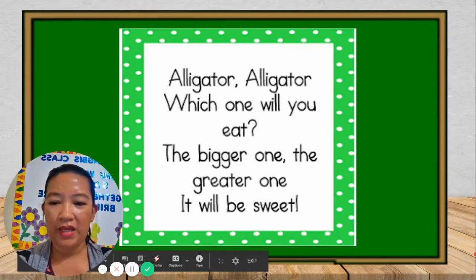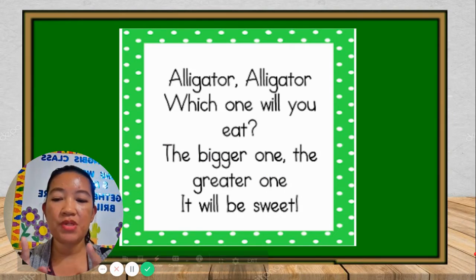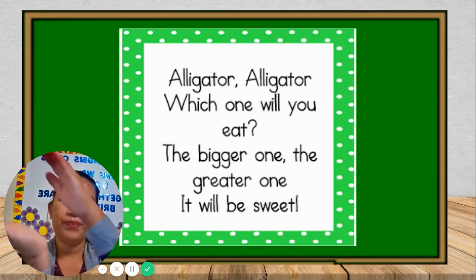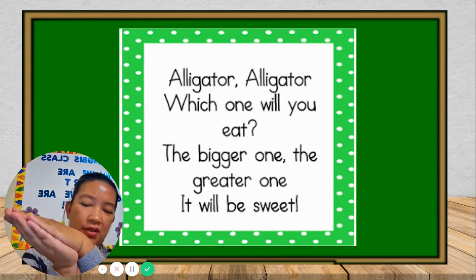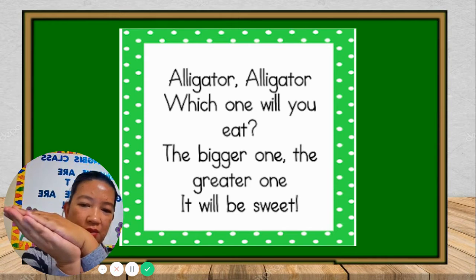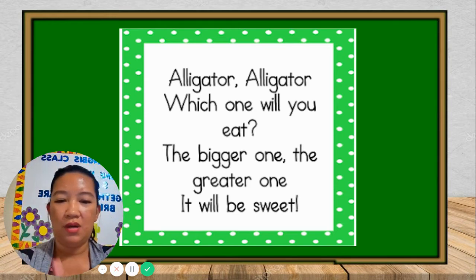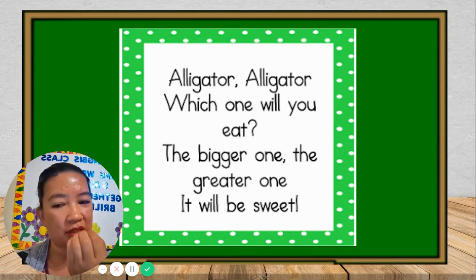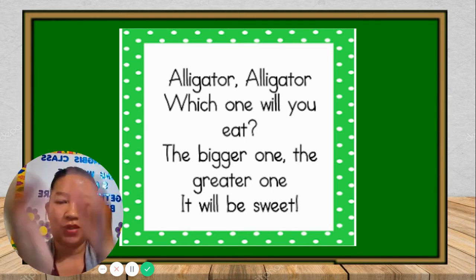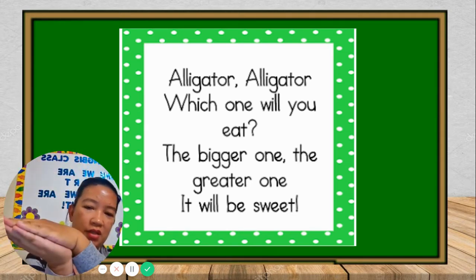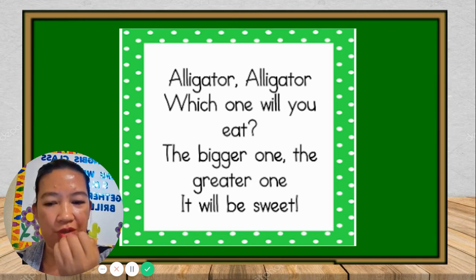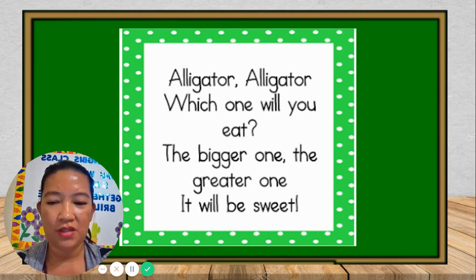Okay. I have here a chant for you, but first we're going to learn the action, okay? This is the mouth of the alligator. Ready? Say alligator, alligator. Which one will you eat? Eat, okay? One more time. Alligator, alligator. Which one will you eat? Okay? That's right. The bigger one.